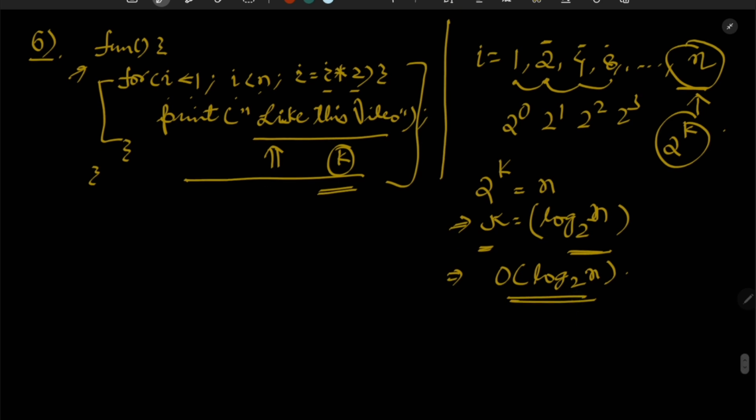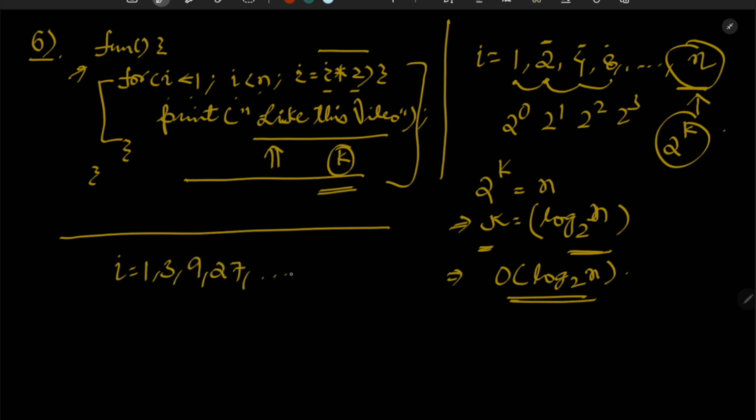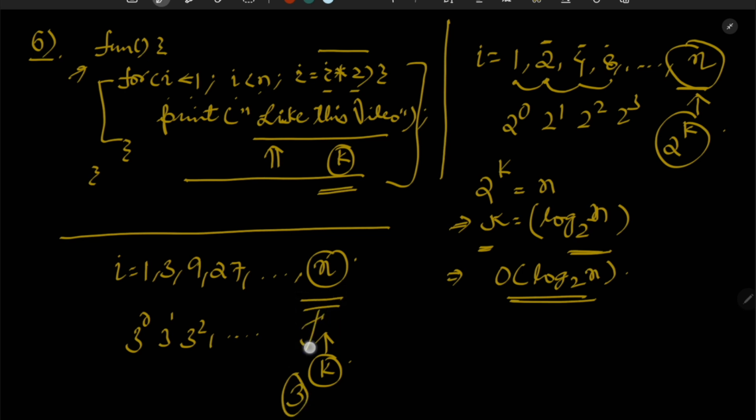Now let's extend it. Here what we saw is that i is getting multiplied by 2. What if it becomes 3? Then in that case we can see i becoming 1, then 3, then 9, then 27, and so on and so forth. At some value it becomes n, and we want to find that value. So let's say at value k it becomes n. So this is again 3 to the power 0, 3 to the power 1, 3 to the power 2, and so on, and 3 to the power k, and this value becomes n.